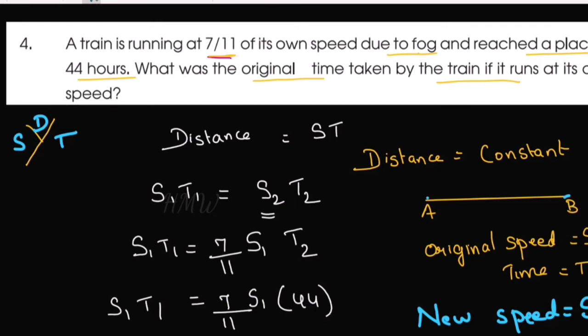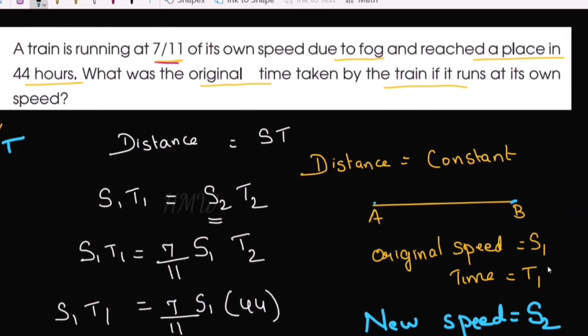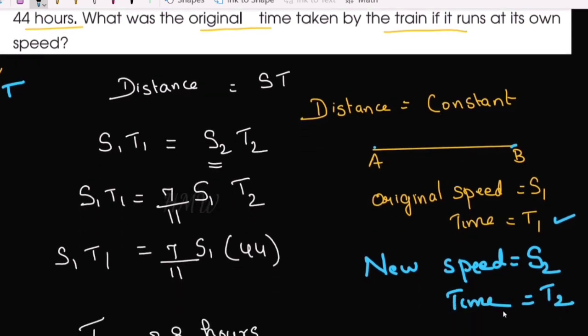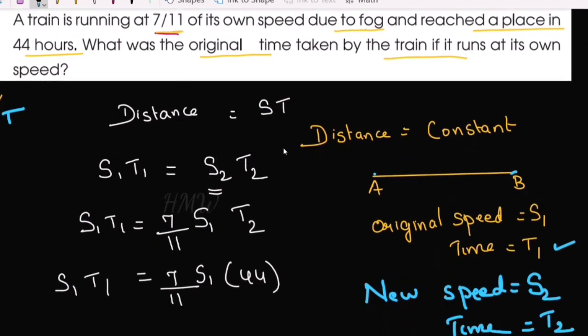Now the original speed, let us take it as S1, and the original time is T1. The new speed, because of the fog, is S2, and the new time, let us take it as T2. Now distance is the constant, right? Distance formula is speed into time. So S1 T1 is equal to S2 T2, because the distance is equal.